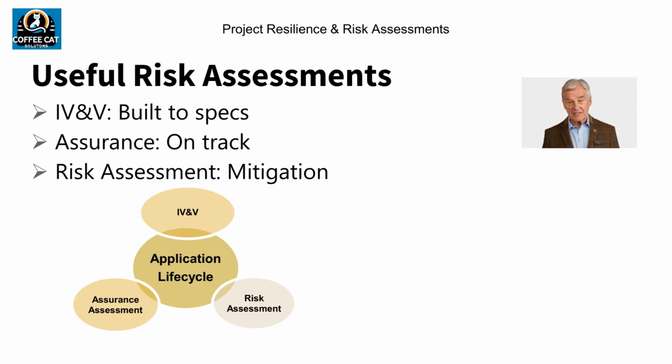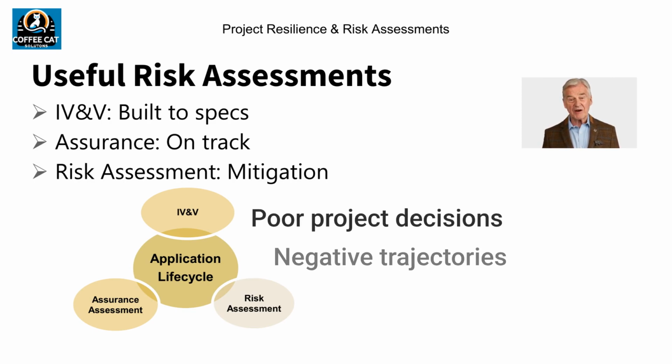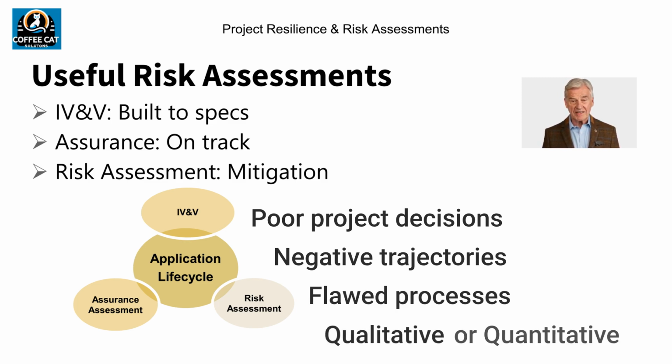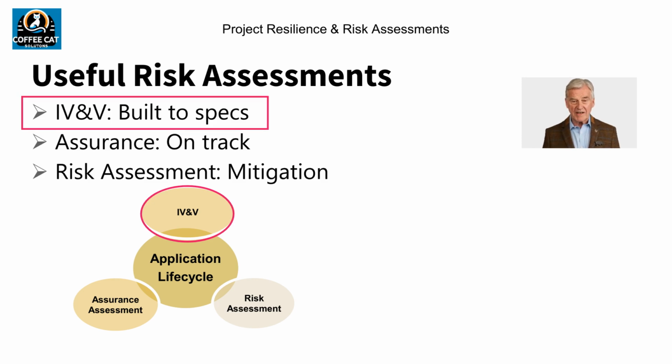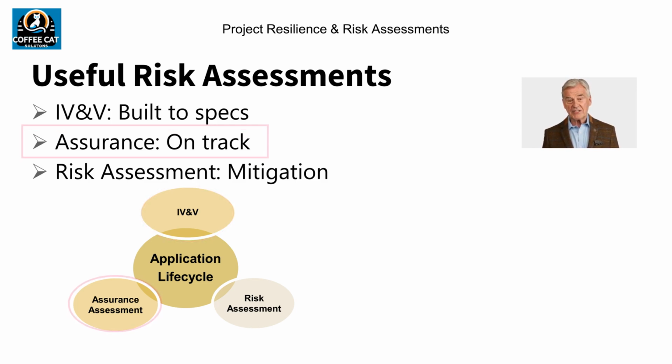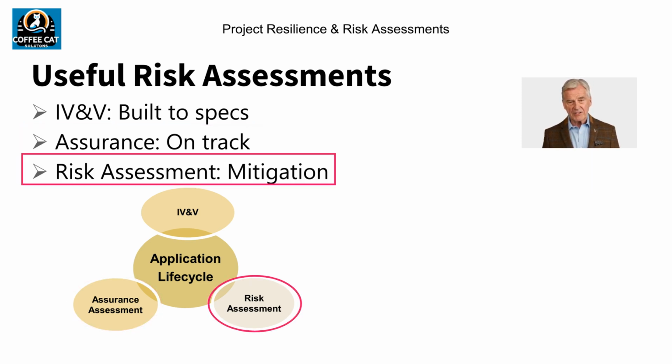Risk assessments are valuable in exposing poor project decisions, negative project trajectories, and identifying flawed implementation processes. Risk assessments can be rapid and either qualitative or quantitative, but they don't need to be complex. The diagram shows three common types of assessments that many of us have used or encountered. The independent verification and validation, or IV&V, which examines if a project's products are being built to specifications. The project assurance assessment, which evaluates if a project is on track. And the project risk assessment, which reviews if key risks and mitigations for a project have been identified and addressed.